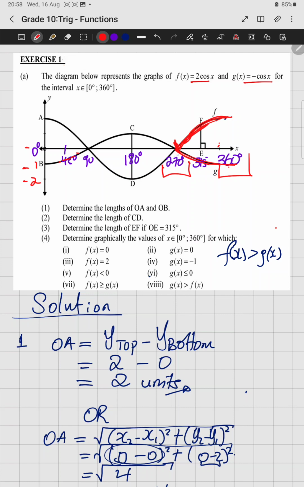And then what else now? Okay, this portion over here, it is g of x that is above, and we don't want this part at this moment in time. And then again, this portion here, f of x is below. No, we don't want the values of x when f of x is below. Okay, again, we don't want this part. But starting from here going up, again, f of x is above g of x. So that means now f of x is above between 0 and 90 and 270 and 360.